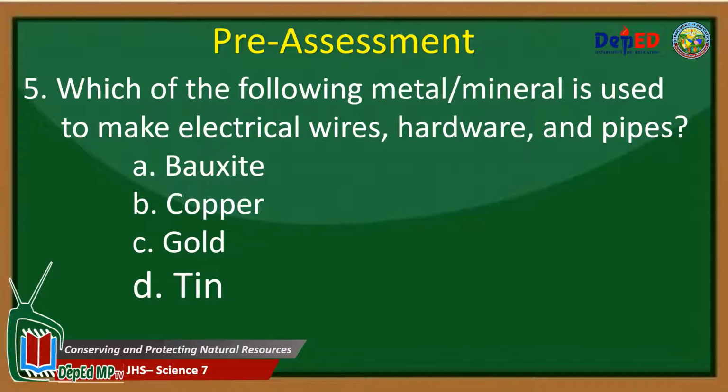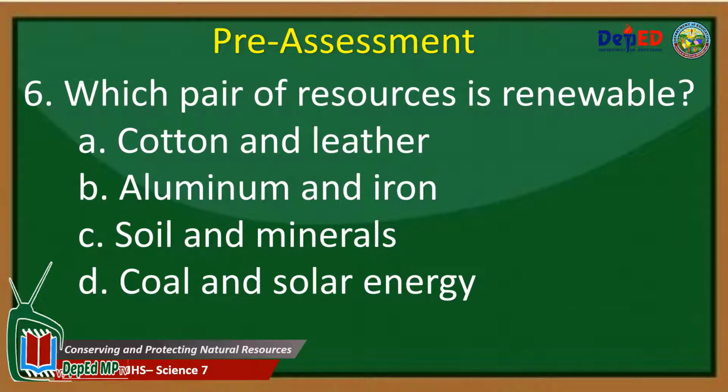5. Which of the following metal, mineral is used to make electrical wires, hardware, and pipes? A. Bauxite. B. Copper. C. Gold. D. Tin. 6. Which pair of resources is renewable? A. Cotton and leather. B. Aluminum and iron. C. Soil and minerals. D. Coal and solar energy.